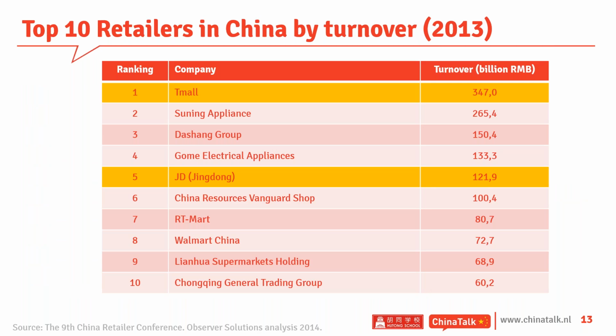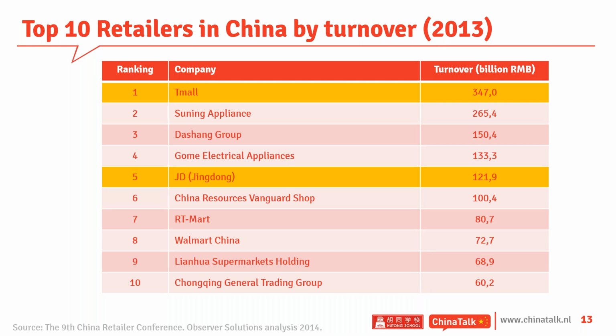Now, in 2013, I saved this specific slide because I thought it was really remarkable that if you looked at the top 10 retailers in China, and you looked at their turnover, and you ranked them in this order, Tmall, which is one of the Alibaba platforms we'll be talking about in a couple of minutes, Tmall was already the biggest retailer in China. And if you look at number five, you see JD, which is JD.com, also known as Jingdong. And Jingdong at that time, so we're talking about 5 years ago, was already the number five biggest retailer.